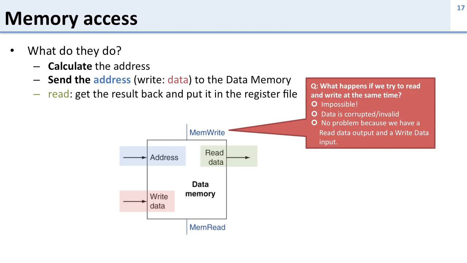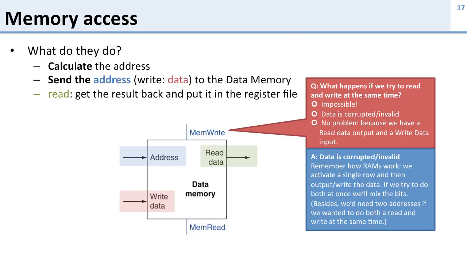So if you look at what this memory has here, it has two control inputs, memory write and memory read. What would happen if we tried to read and write at the same time? Is this impossible? Would we corrupt data? Or is this not a problem because we have separate data inputs and outputs on our memory? So what would happen is the data would be corrupted or be invalid. Remember how memories work. In a memory, you activate a whole row of the memory and then you either read or write the data. If we tried to read and write at the same time, the bits would get overwritten and it wouldn't be clear what we get.